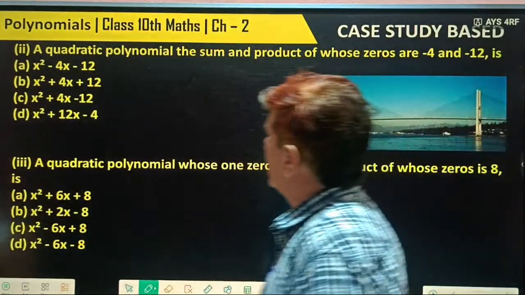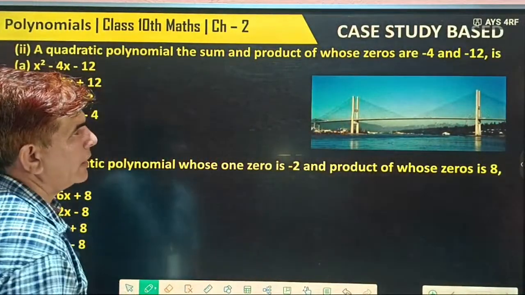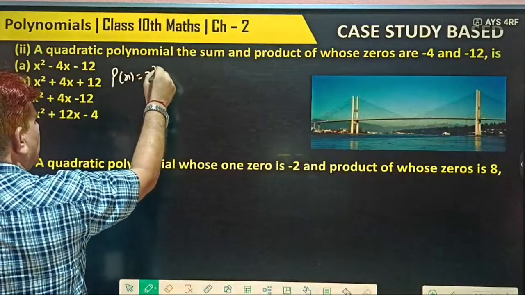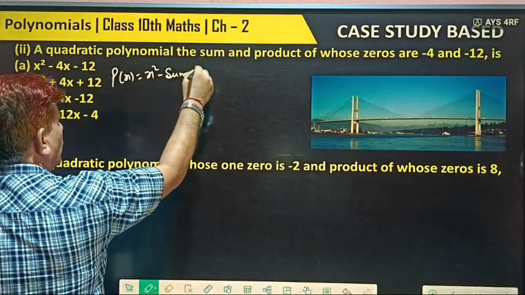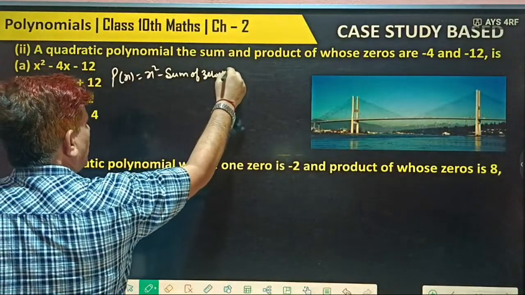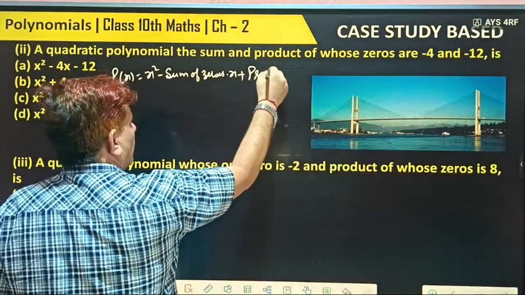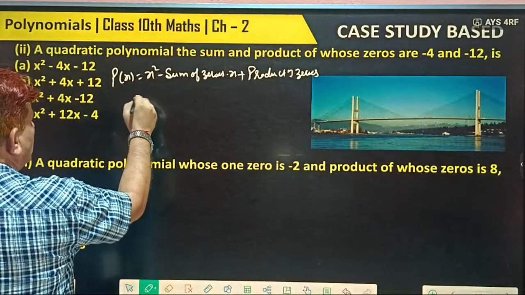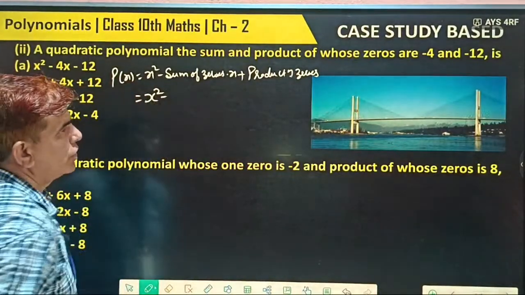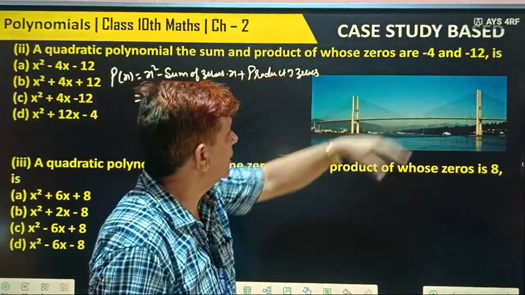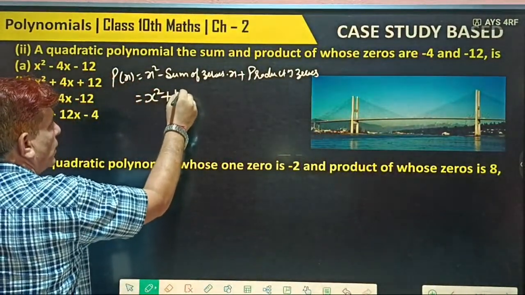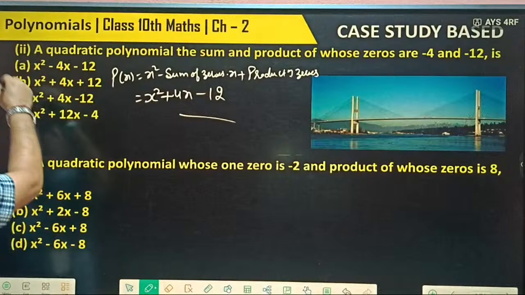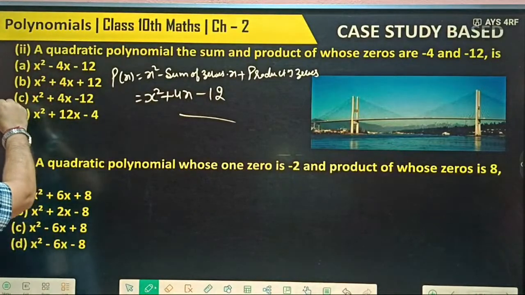Second, for a quadratic polynomial, the sum and the product of all zeros are given. So how can we write p(x)? p(x) equals x square minus the sum of zeros into x plus the product of zeros. So what is this? x square, the sum of the zeros, what's the sum of the zeros? Minus 4, so plus 4x, minus 12. So x square plus 4x minus 12 is your answer.